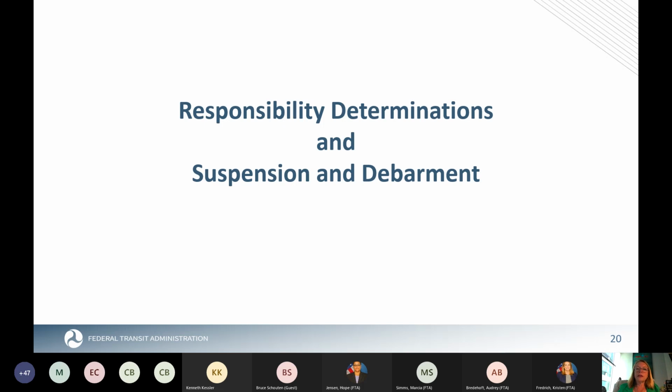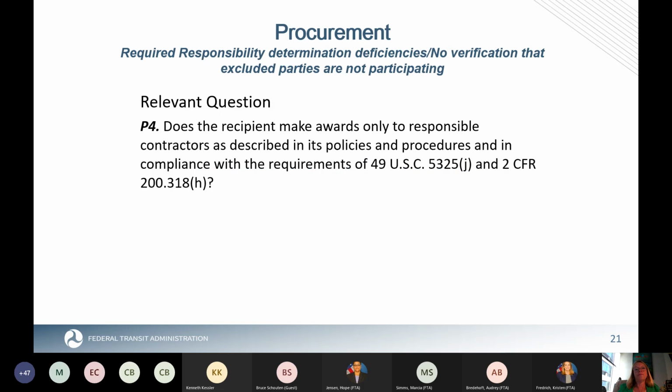So the second area is responsibility determinations and suspension and debarment. That is covered under P4 in both the Procurement System Review and the CORTAP Contractors Manual. So the question here simply is, do you make awards only to responsible contractors as described in policies and procedures and in compliance with the requirements?